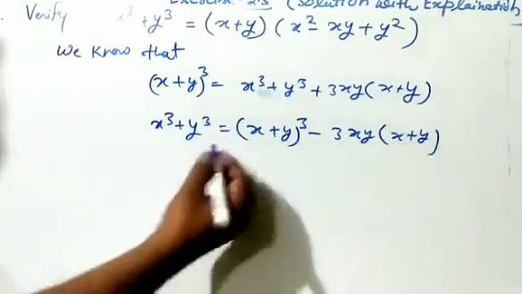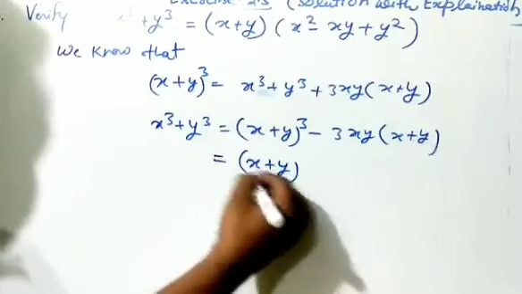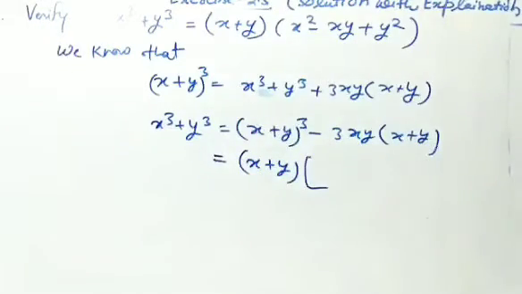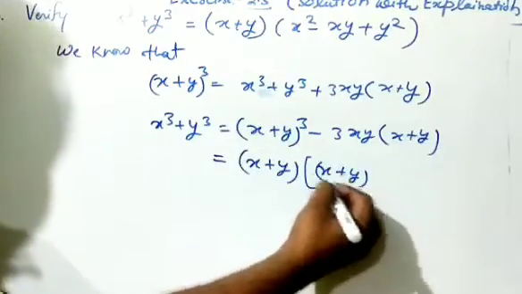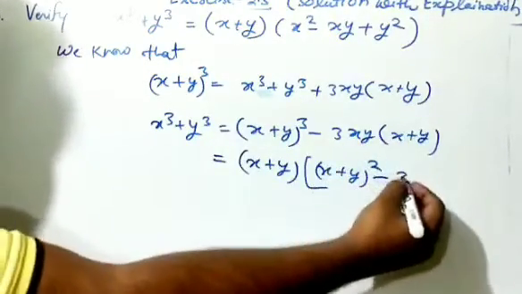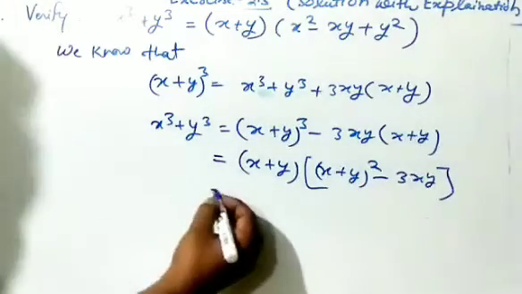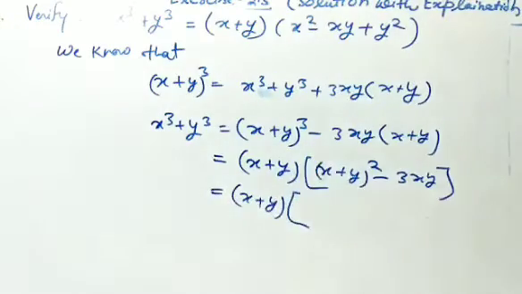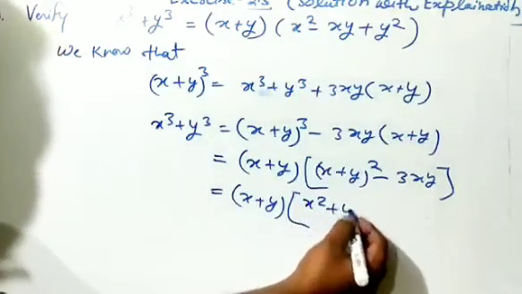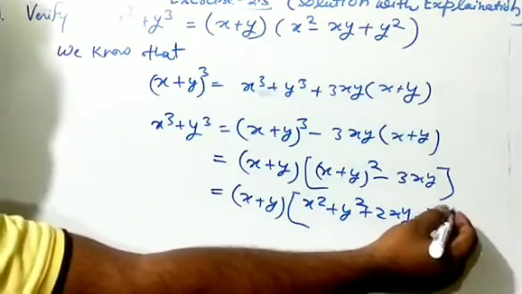Clear? Now in both the terms we can take common x plus y. If we take x plus y common, what is remaining here? x plus y whole square minus 3xy. Clear? Now x plus y as it is. Now open the square: x square plus y square plus 2xy minus 3xy.